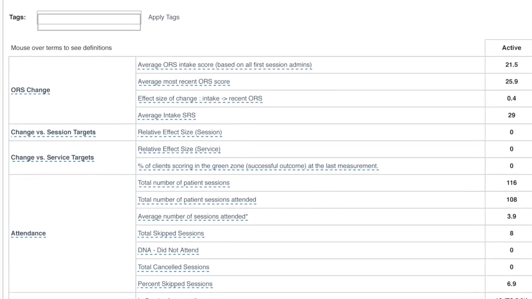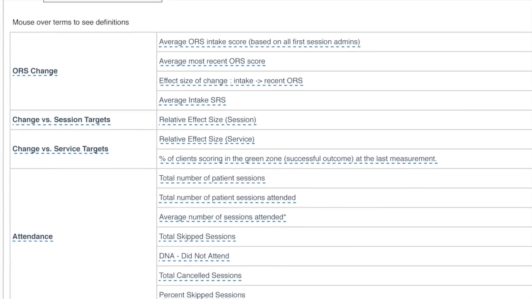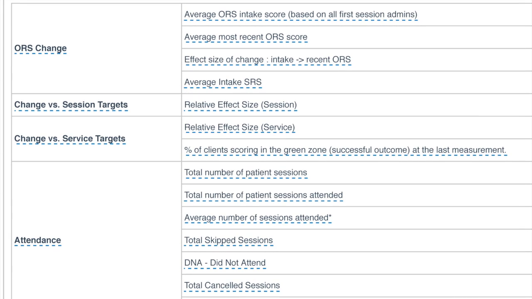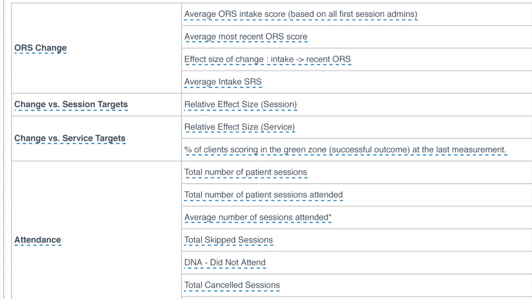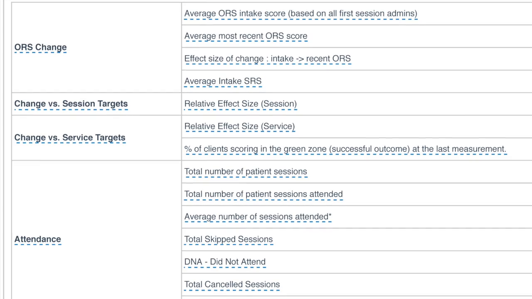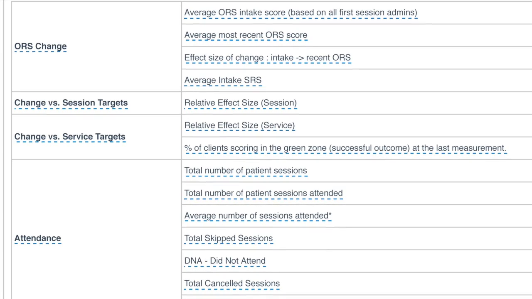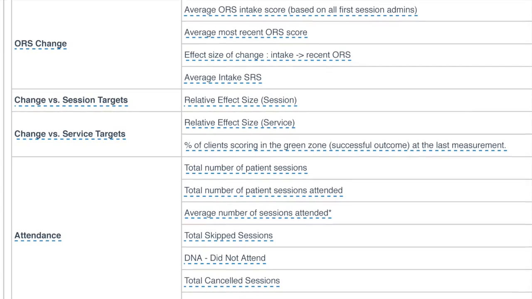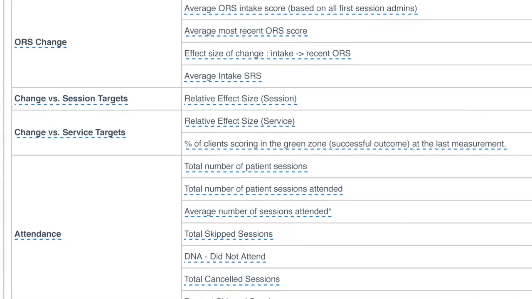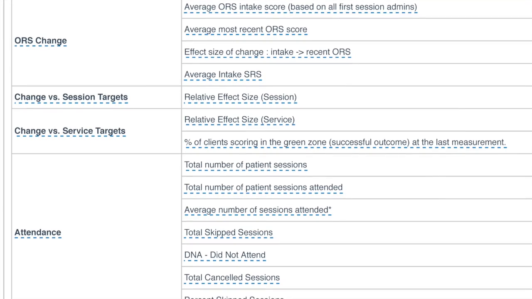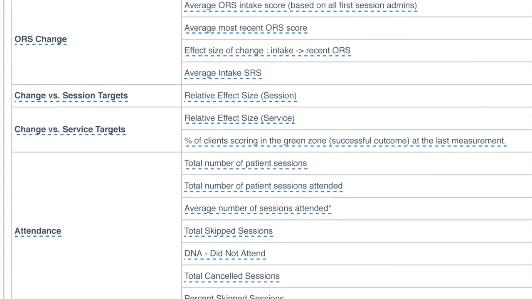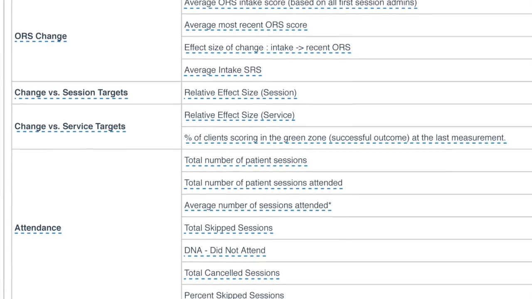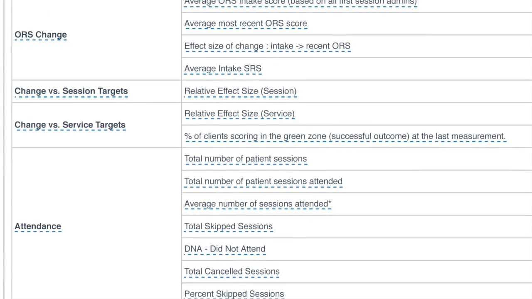Average intake SRS. This is a new feature that indicates whether the therapist is able to elicit the feedback needed to improve engagement. So ideally, at intake, we want to see an SRS that's coming in below the 36 clinical cutoff. Corrected effect size and session effect size have also been changed to relative effect size. And Scott's going to talk a little bit more about that.